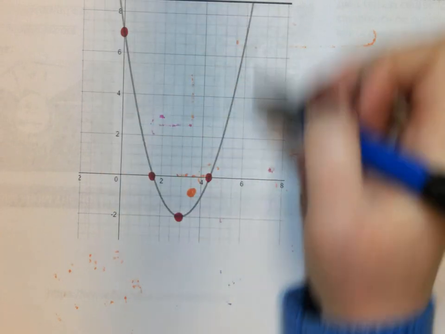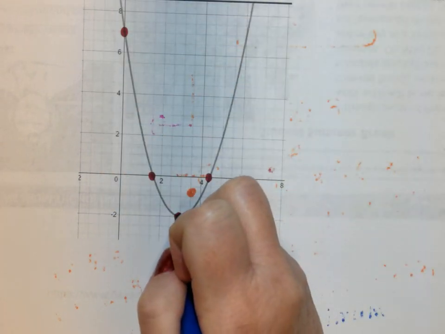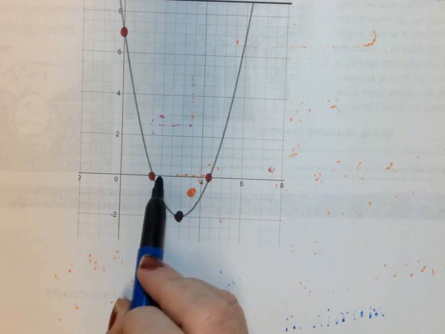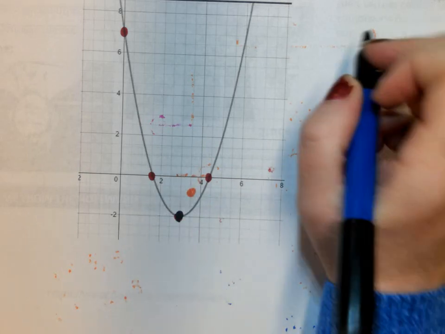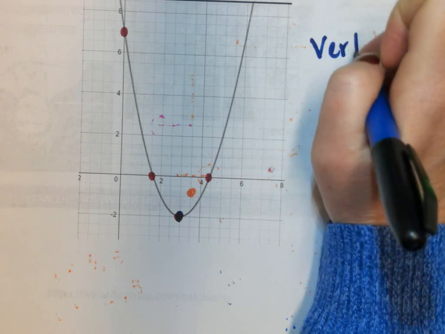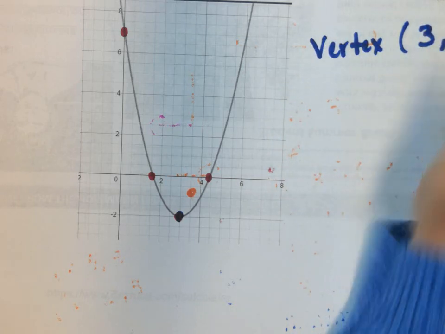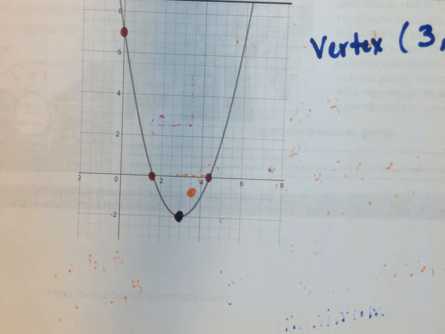So I look at the parabola. The lowest point is this point right there. Can I name that point? I sure can. If this is 2 and that is 4, then this must be 3. So my vertex is (3, -2) using the scale I see on the grid.